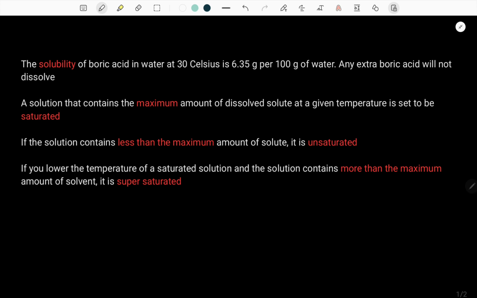And for supersaturated, it's a little different. So let's say we have a solution at 30 Celsius and we dissolved 6.35, and now we lowered the temperature to, let's say, minus 30. And if that solution stays in contact, so if it does not show any residue, that means it's supersaturated. So we'll look at an example and this will be more clear.